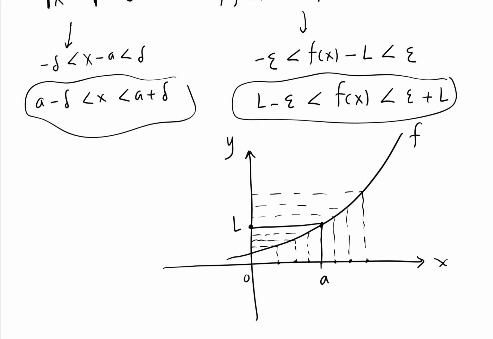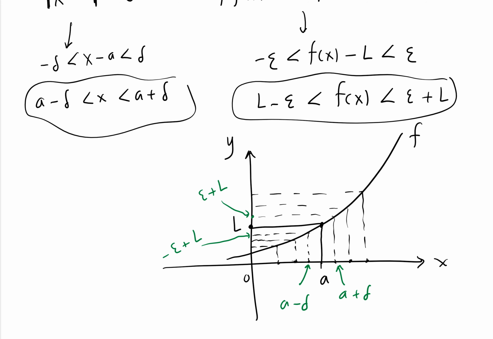so what's happening here is that x is between a minus delta and a plus delta. This point here is a plus delta. This point here is a minus delta. And this point goes all the way to this one. This is L plus epsilon. This is L minus epsilon. That's what it means graphically.